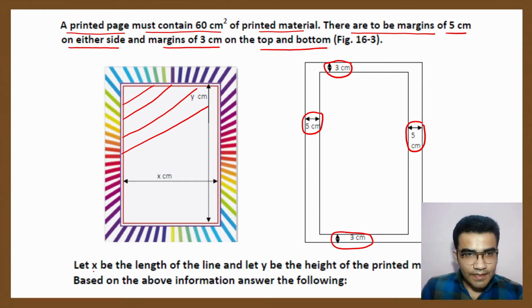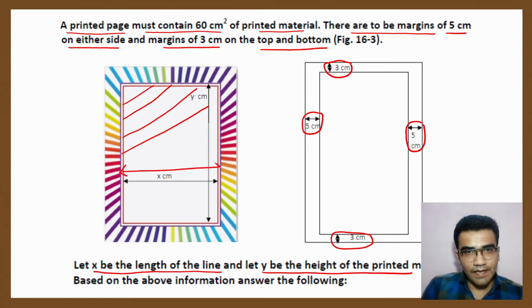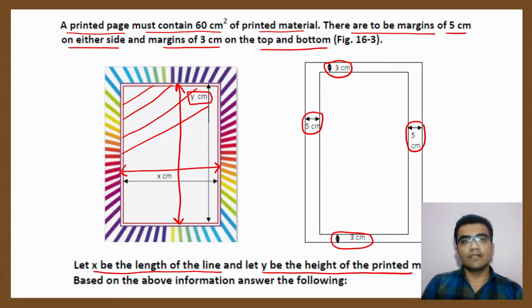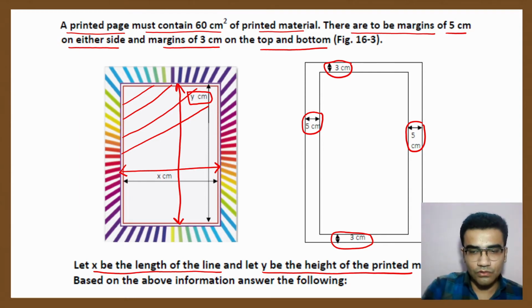Now the question says let x be the length of the line and y be the height of the printed material. You can see this is x, the length of the line, and this particular value is the height of the printed material, which is given as y centimeter. So the length of the line is x centimeter and the height of the printed material is y centimeter. Now we need to answer some questions based on these two figures.